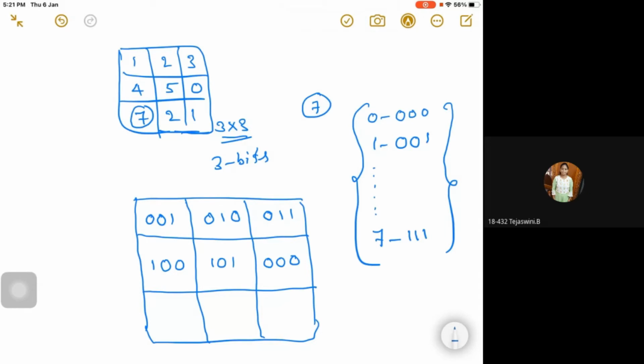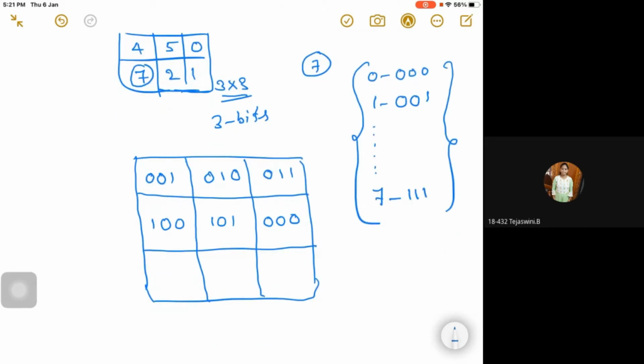Any one of you, please respond so that I can have the confidence that all of you are listening. Tell me the 3 bits for 7. 111. Yes, who is this? Thank you. Alekya, sir. Yes, Alekya, thank you. Then for 2 we can have 0, 1, 0, and for 1 we can have 0, 0, 1.